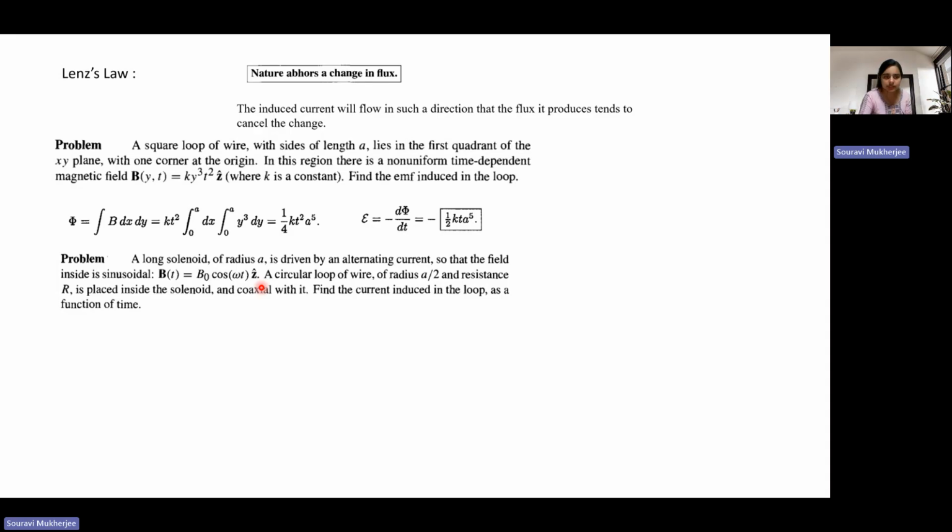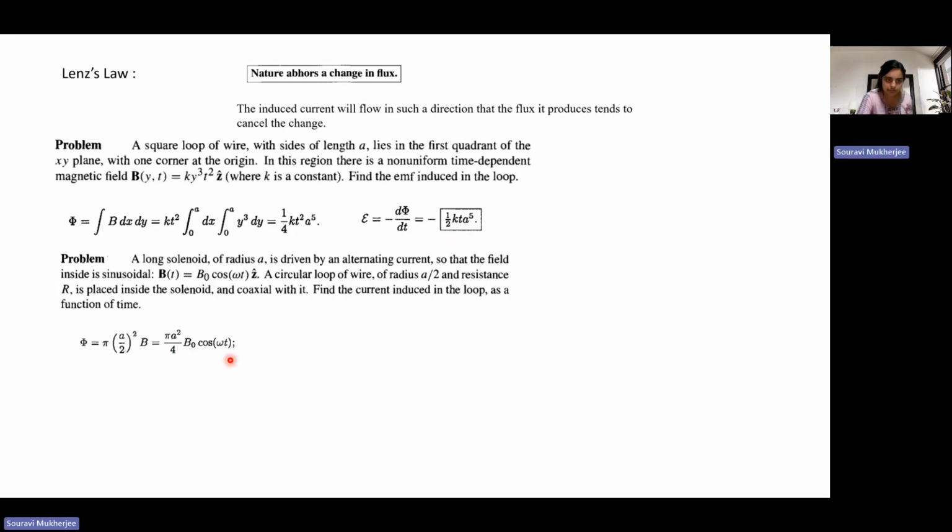Once we know the EMF, because the resistance is specified, we can actually find the current that is induced. Right? So basically, for your phi, here again you can see the area remains constant. So pi times A by 2 whole squared, where A by 2 is your radius. So this is your area into B.